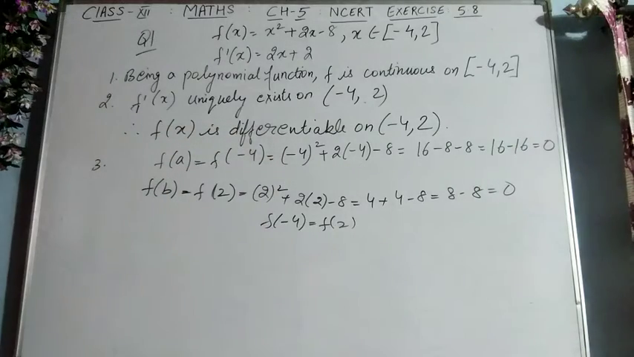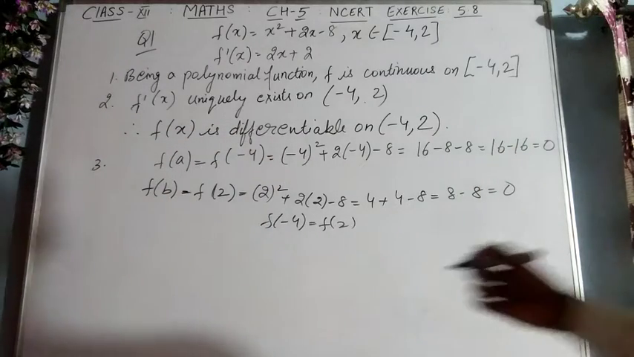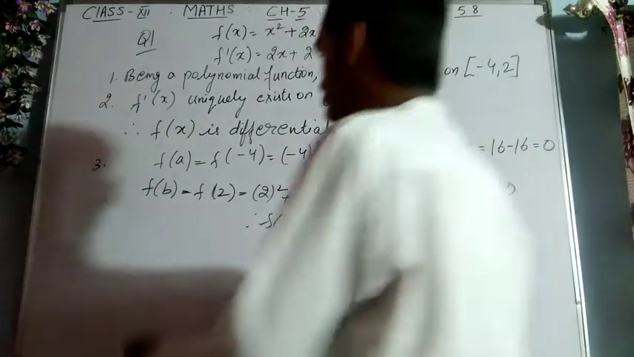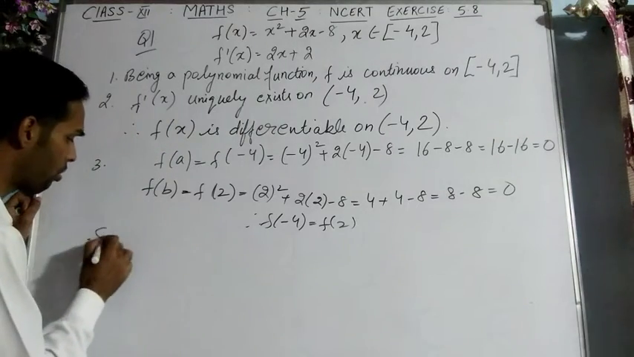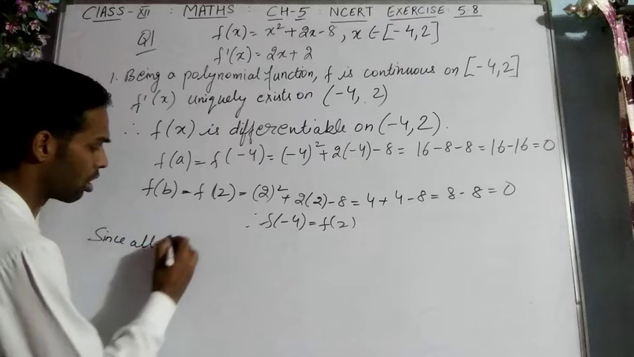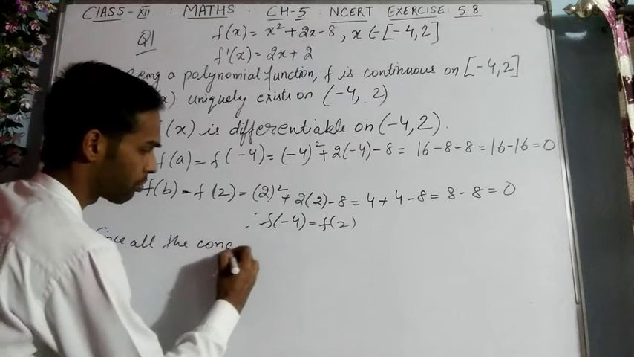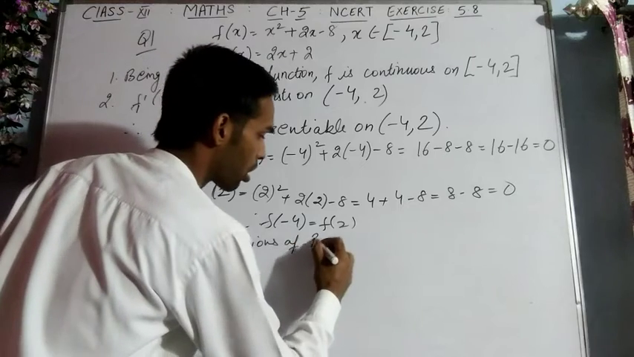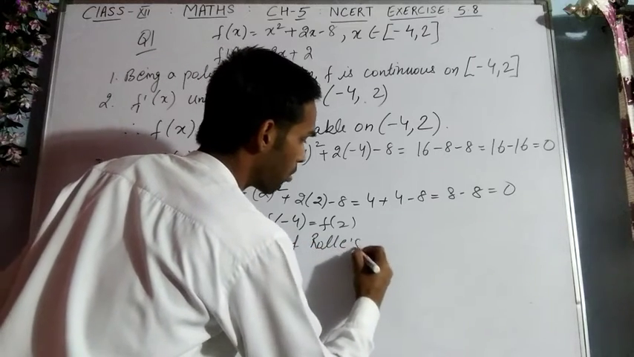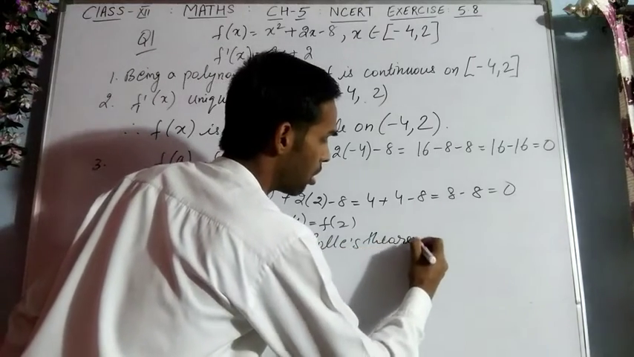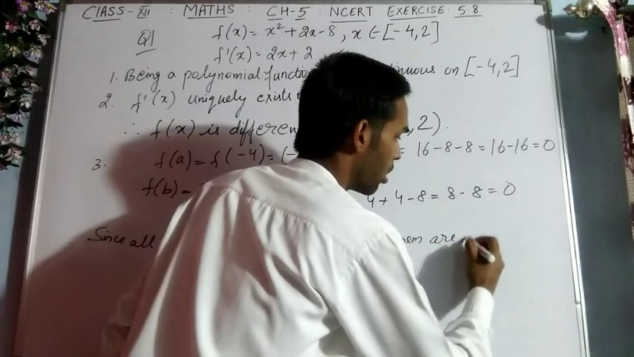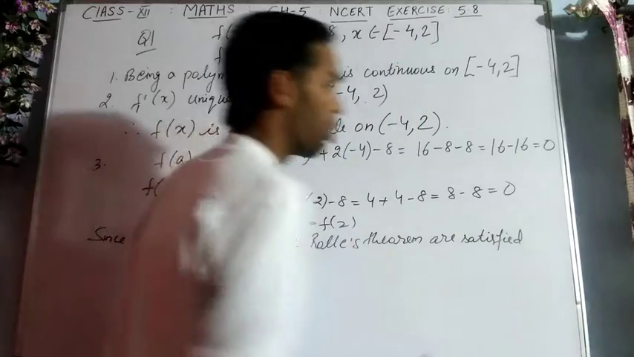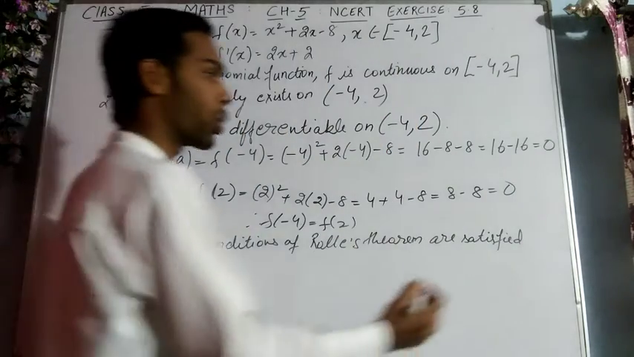इक्वल वैल्यूज आ रही हैं. So that means, and write down, therefore f of minus 4 is equals to f of 2. So here you can write down, since all the conditions of Rolle's theorem are satisfied. जितने भी रोल्स थ्योरम की कंडीशंस थी वो सारी की सारी सेटिस्फाइड हो चुकी हैं.